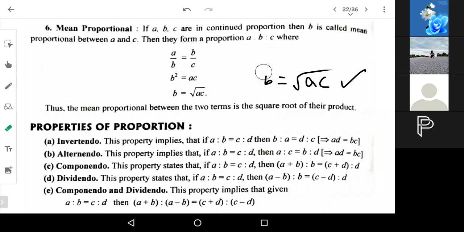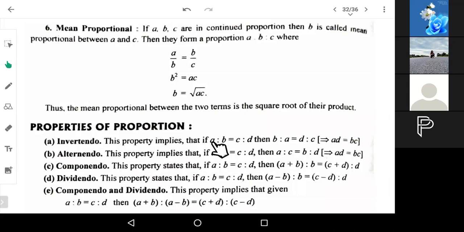So these are the types of proportions. Now coming to the properties of proportions, first you have invertendo, then alternando, componendo, dividendo, and then componendo and dividendo. These are like a simple rule. As per the problem, we will see the problem and then we will apply it. So first one is invertendo.